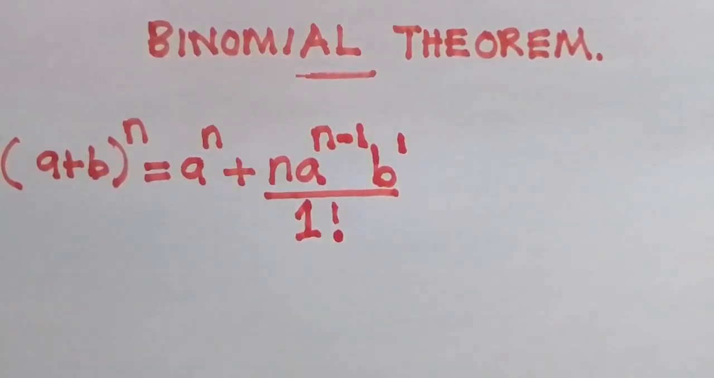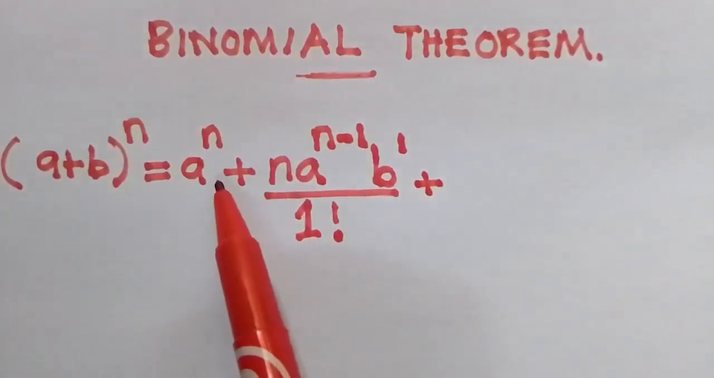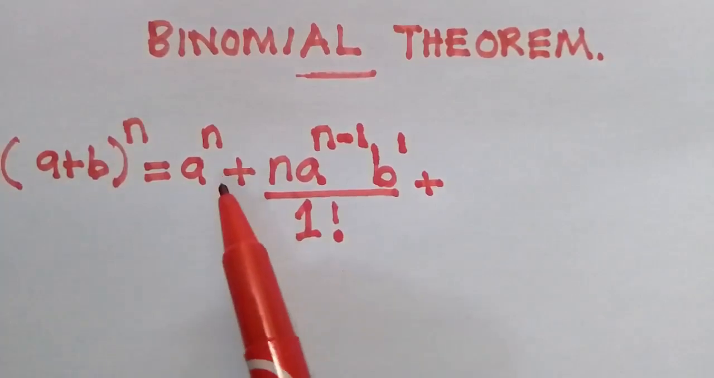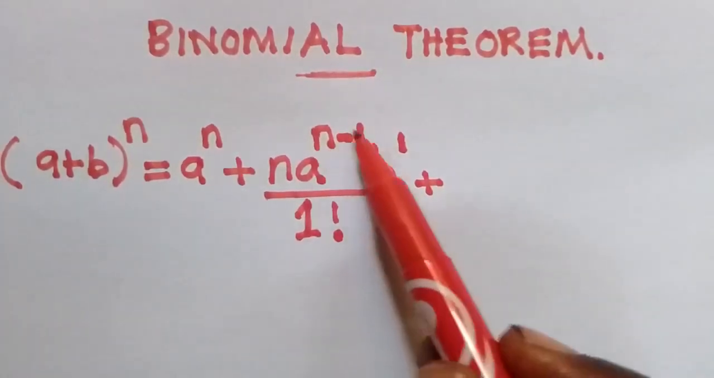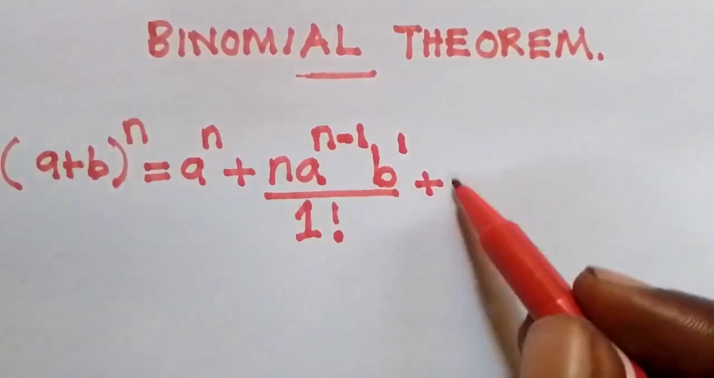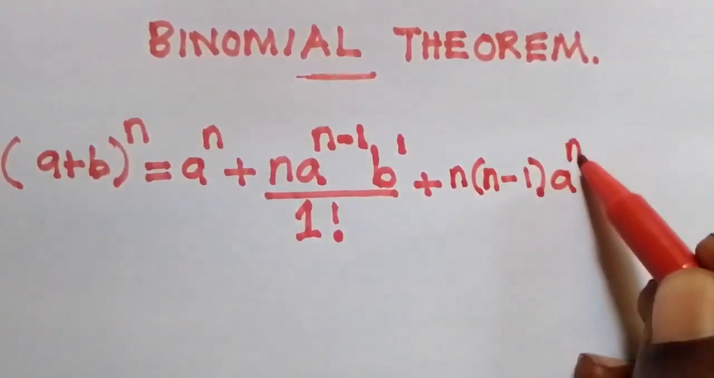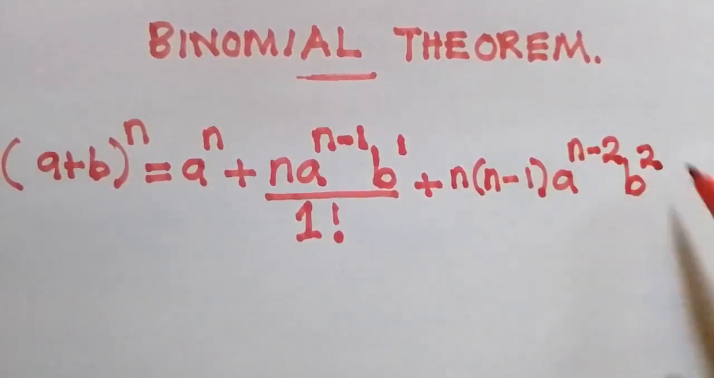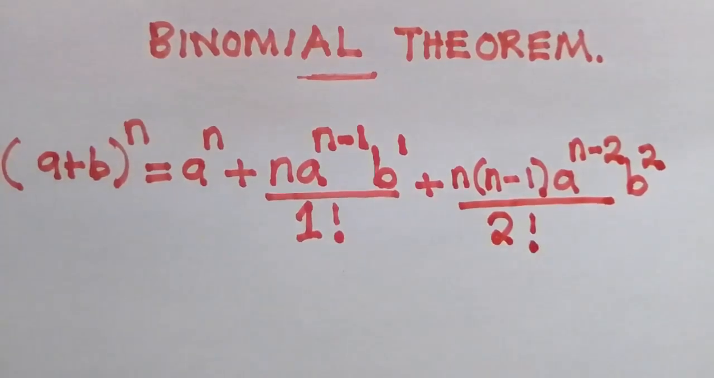I'm going to give an example here so that we understand. I say plus. The reason why I didn't include a b here is because b had a power of 0, and you know that anything raised to the power 0 is equal to 1. Then if I move here, this n minus 1 comes down here, so I'm going to have n times (n minus 1), then a to the power n minus 2, then b raised to the power 2, over 2 factorial. These are the procedures that you'll be following.